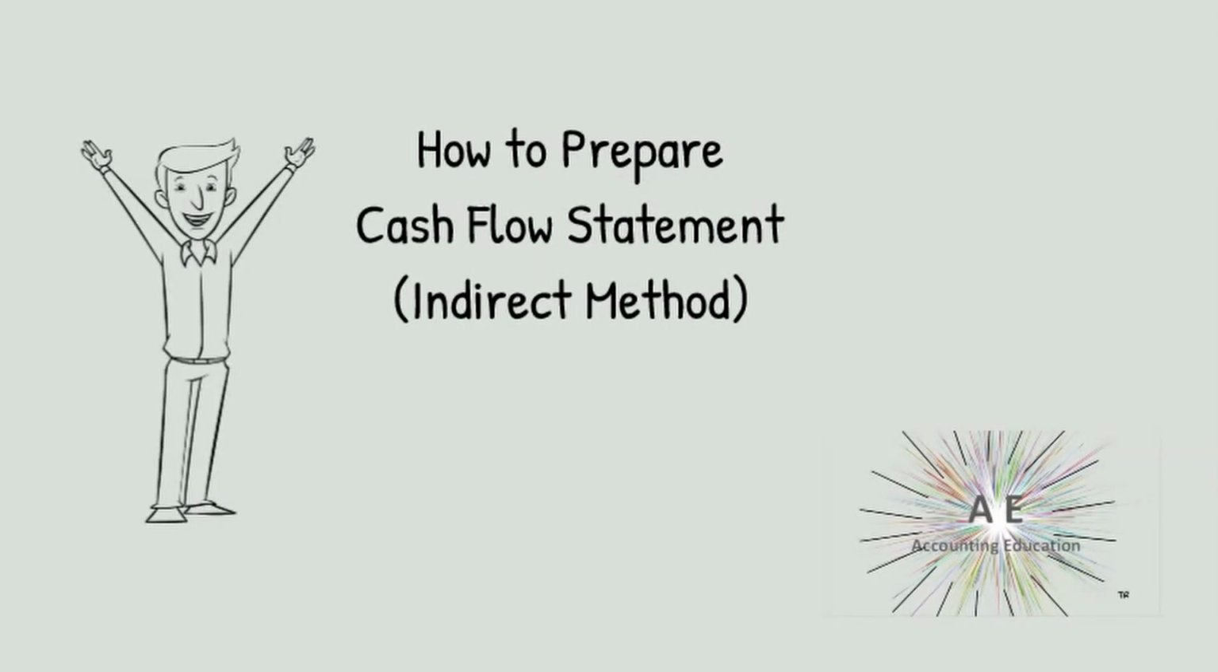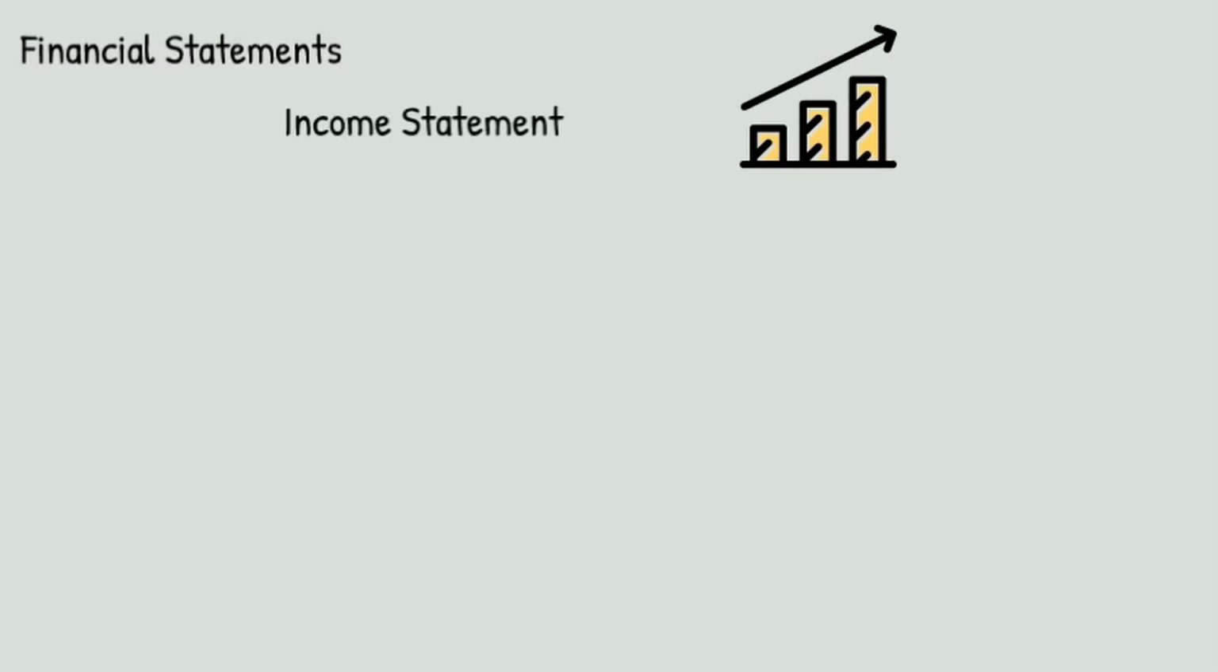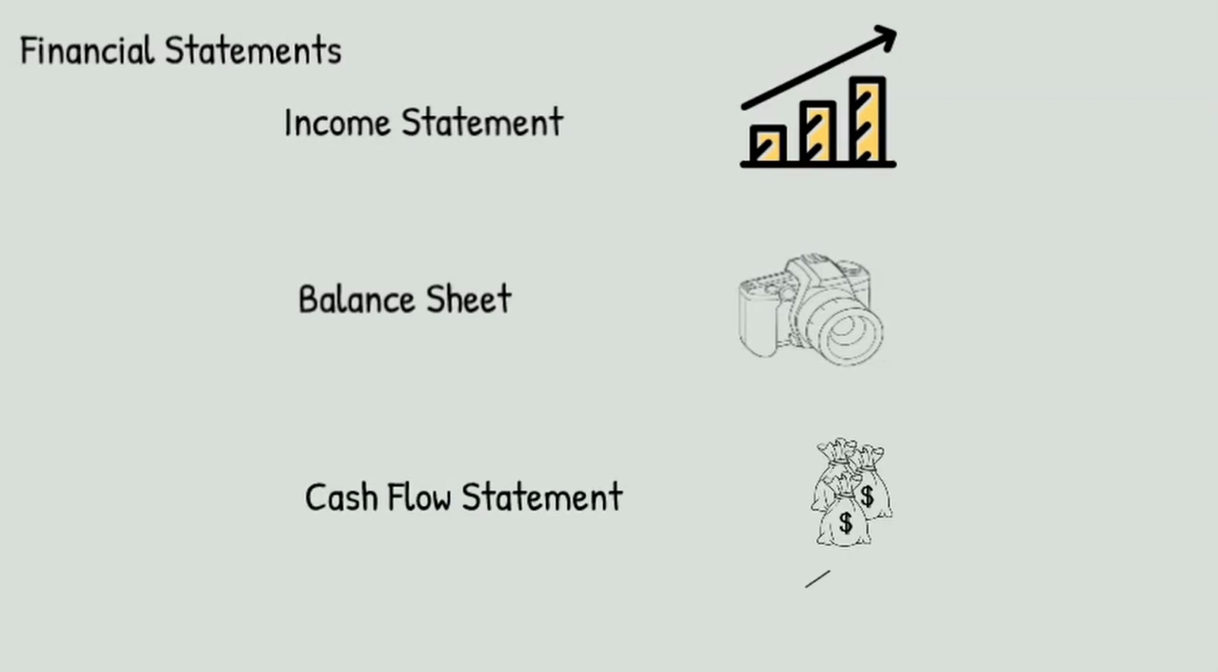Today we'll be talking about the cash flow statement and how to prepare it using the indirect method. We mentioned before that we have three main financial statements. First one, the income statement, which shows the result of business operation over a period of time. Second one is the balance sheet, which gives us a snapshot of the business financial position at a specific point of time. On the other hand, the cash flow statement will tell you how the cash came in and went out of the business. It's a very important financial statement as it shows how the business is managing its cash.